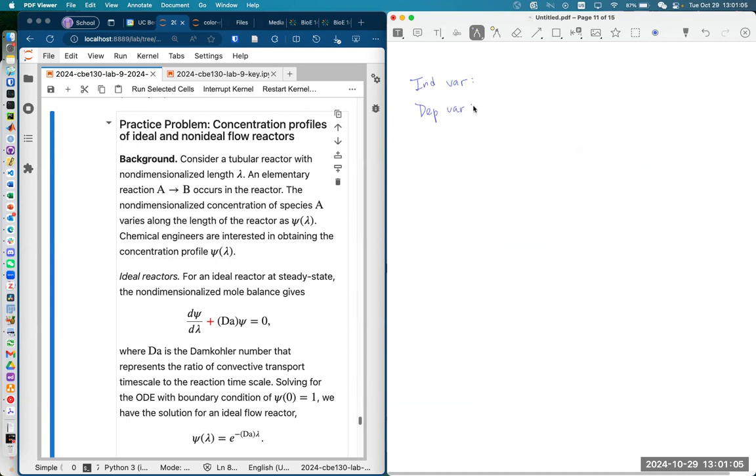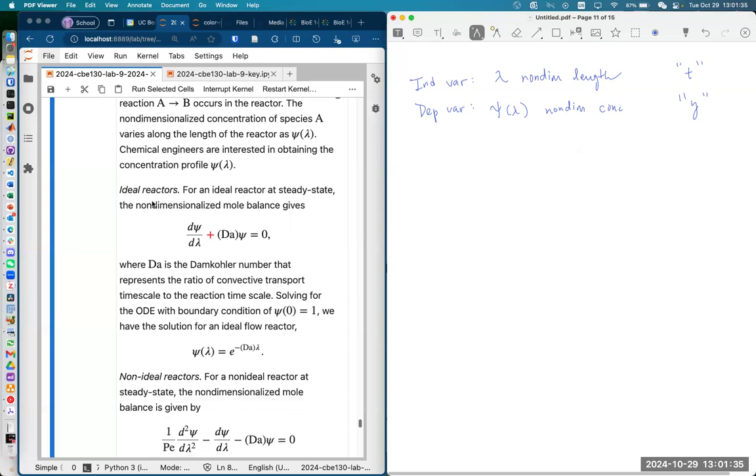variable is. In this case, the independent variable is lambda, which is non-dimensionalized length. And the dependent variable is psi of lambda, which is the non-dimensionalized concentration. So this is equivalent to what we usually call T or X, and then what we usually call Y. So don't let the symbols confuse you. And the second thing is ideal reactor.